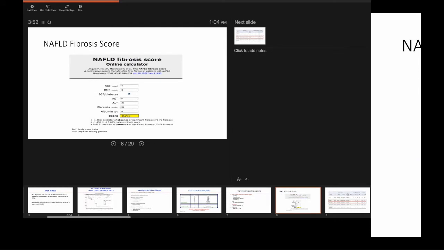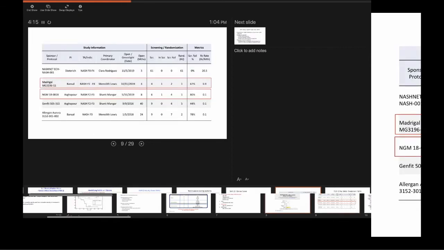The NAFLD fibrosis score is calculated. You can easily get it online, but the only thing I wanted to point out is the albumin is in grams per deciliter. When you look in EPIC, it's reported as milligrams per deciliter. You need to move the decimal point over 1 when you do the calculator. Otherwise, you will get an incorrect score.